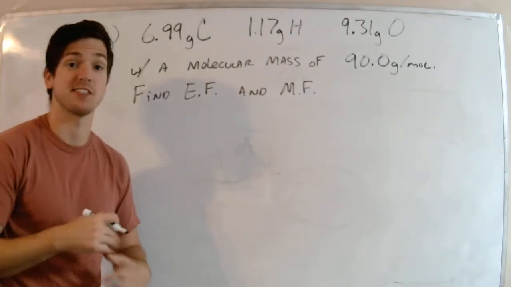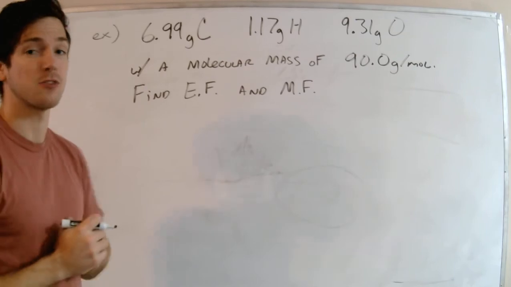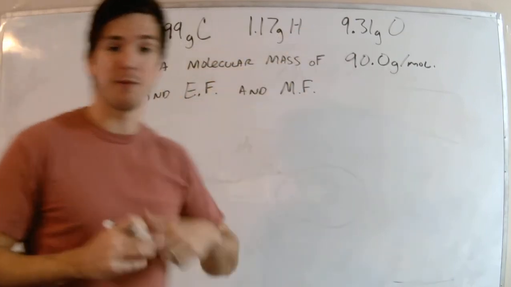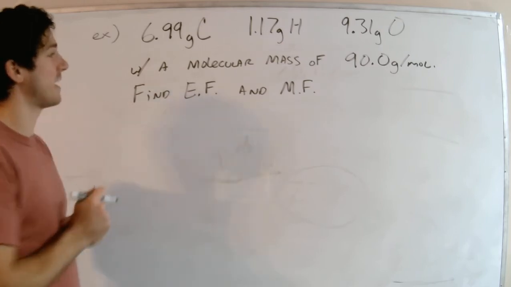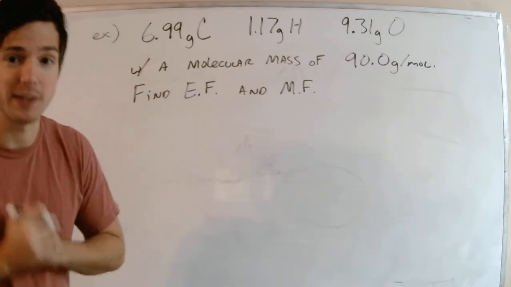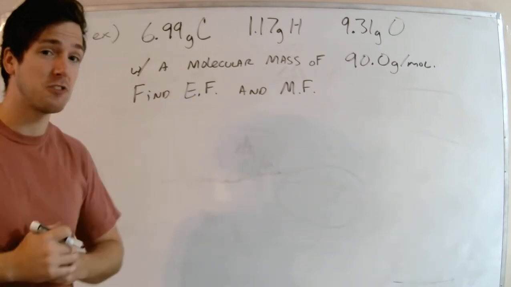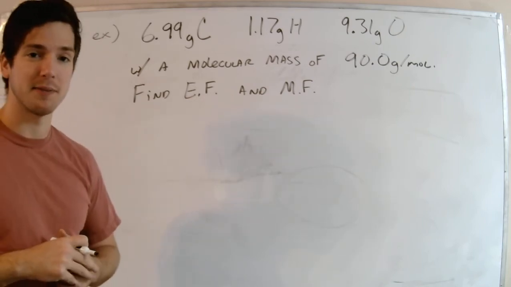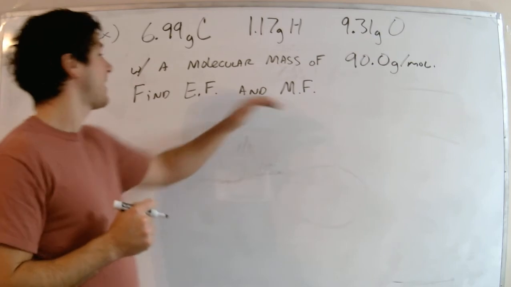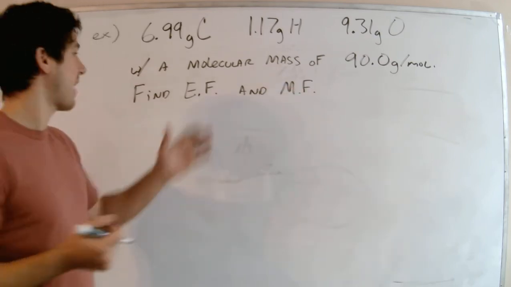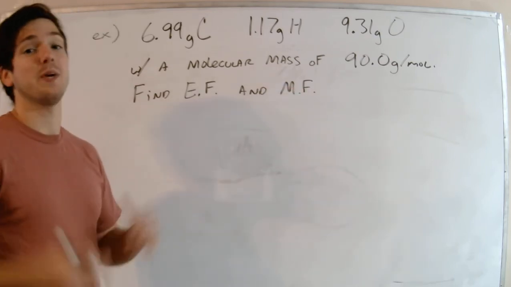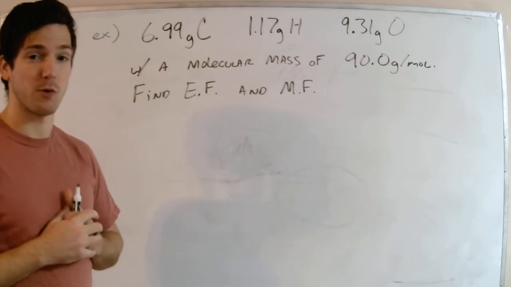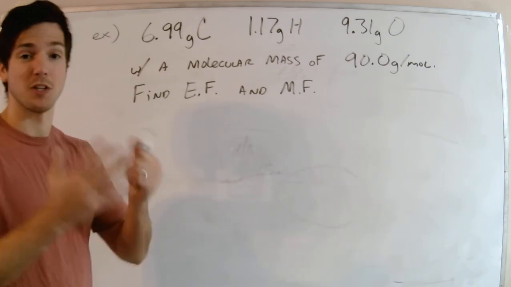Alright everybody, this is our last example. So right now I've given you grams of carbon, grams of hydrogen, and grams of oxygen, and I'm telling you that it has a molecular mass of 90.0 grams per mole. And all I want you to do is find the empirical formula and the molecular formula. So we can't find the molecular formula unless we have an empirical formula to help us out. So we need to figure out that empirical formula first, which is those first 4 steps that we were talking about. So let's go ahead and do that.